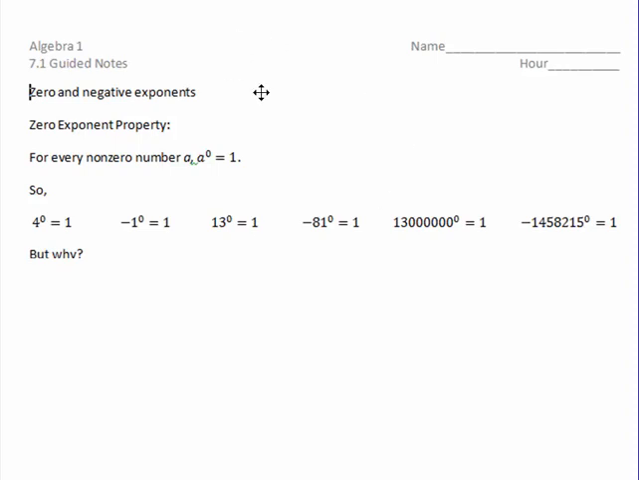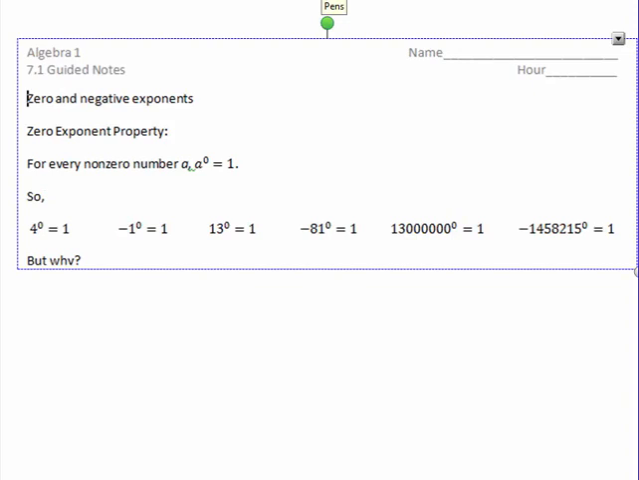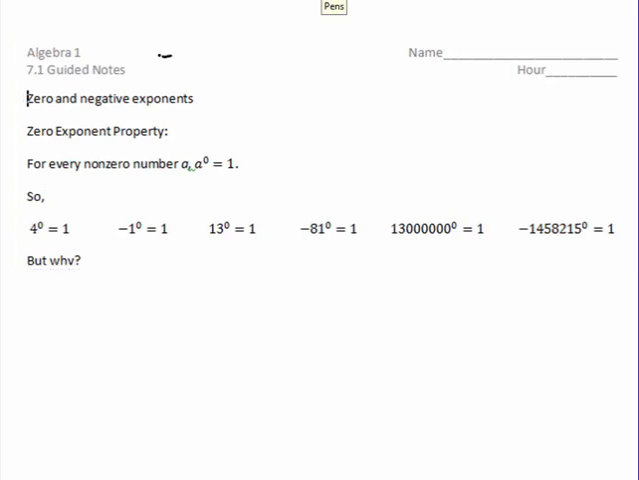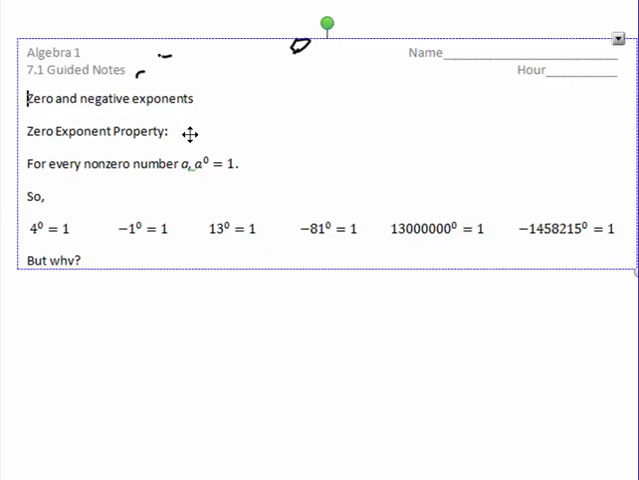Okay, so let's just get my pen working here. Come on, there we go. Where you at? Alright, here we go. Alright, so zero and negative exponents. I don't know why, hold on one second. There we go.